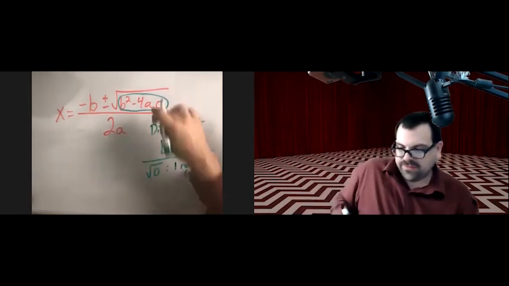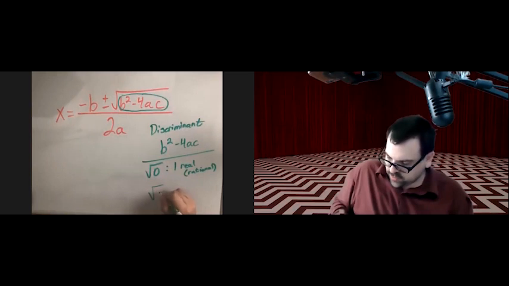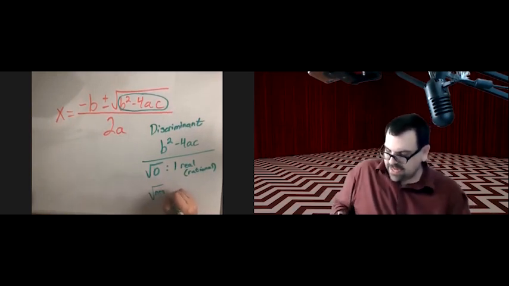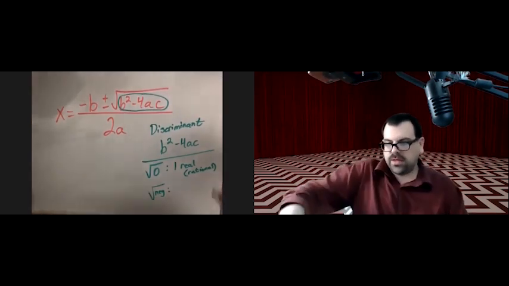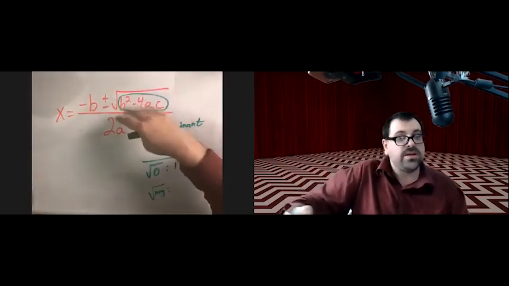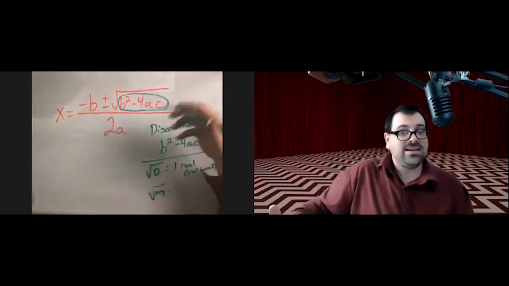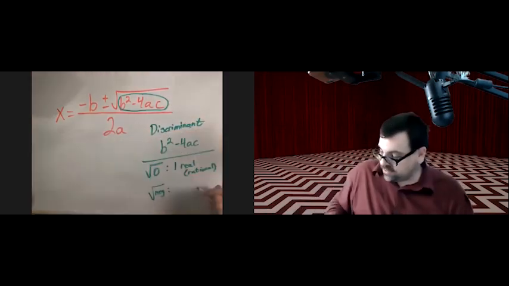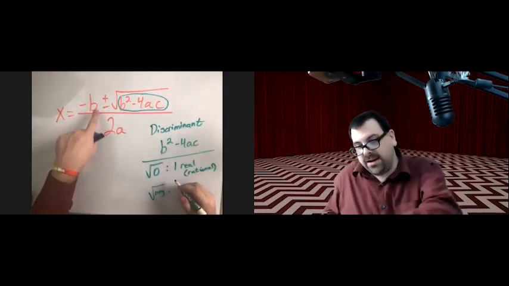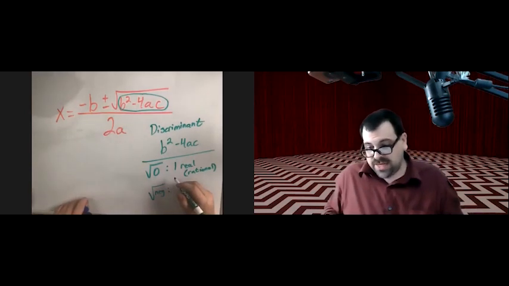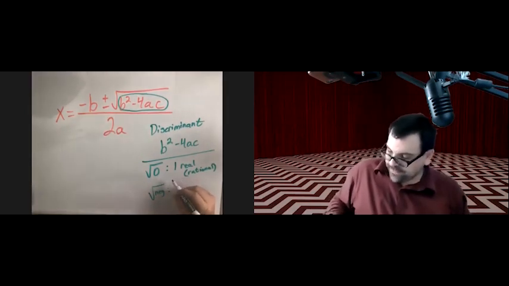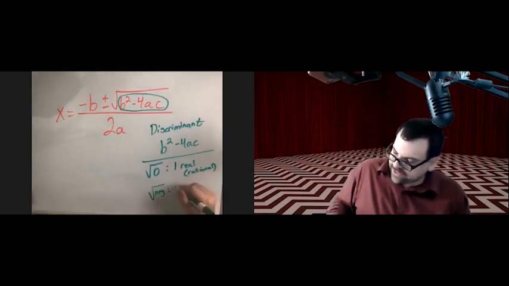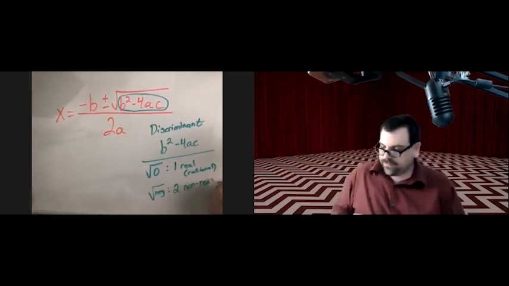What if it's negative underneath? What if we get the square root of a negative? Well, the square root of a negative number is going to involve i. It won't be a real answer. But we'll be adding that thing that involves i. We'll be subtracting that thing that involves i. If the discriminant is negative, we're going to get two non-real answers.